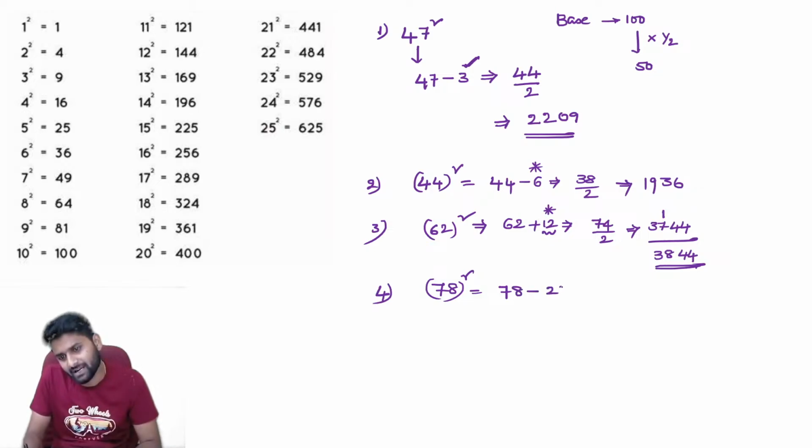If 100 is the base, 78 is less than 100 by 22. 78 minus 22, here the value becomes 56. Now we are subtracting 22 units, which means the square of 22. Square of 22, you know that is 484. Write down 484. Now the answer, 6084, is correct.